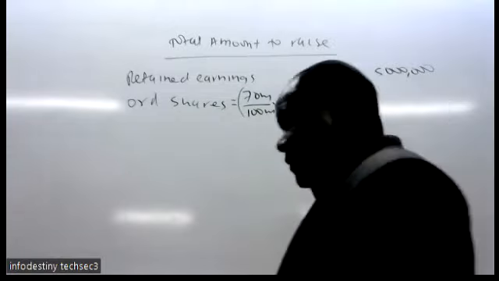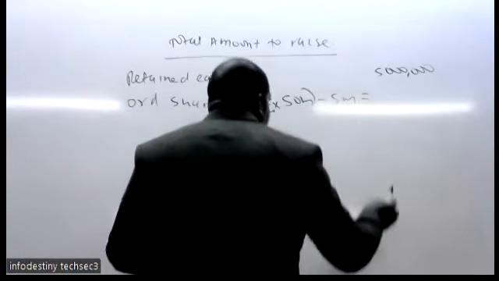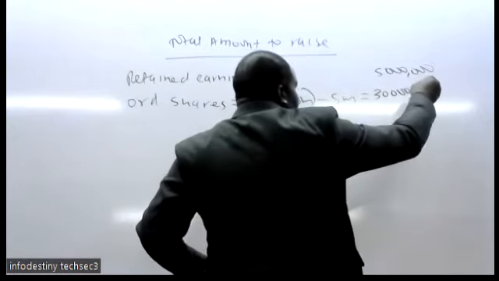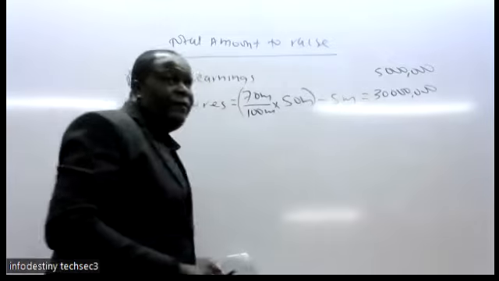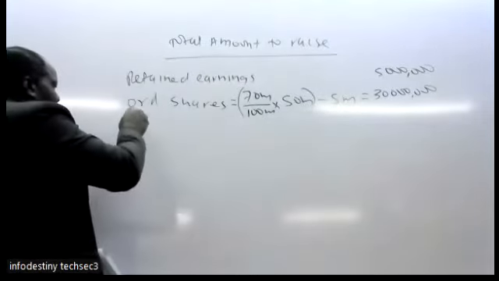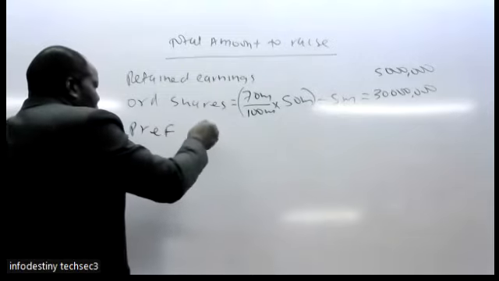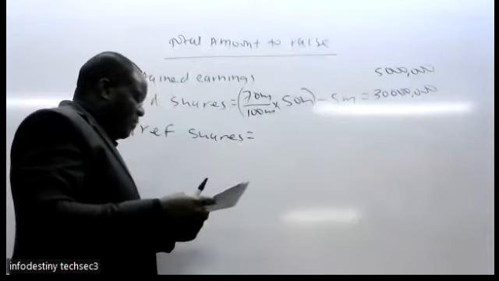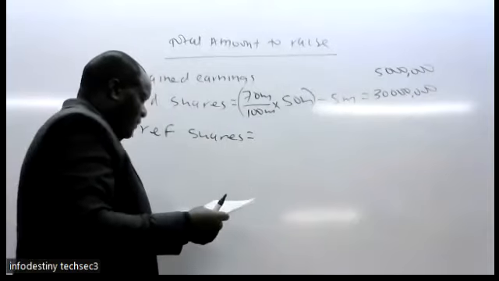Sir? So it will be 30 minutes. Within 30 minutes. Then we also factor in the one for the preference shares. So for the preference shares, we do the same where you take 10 million.